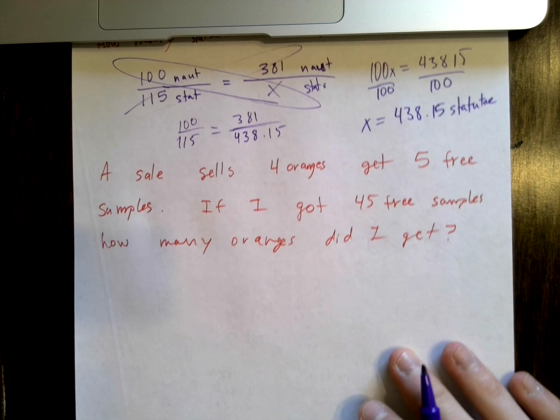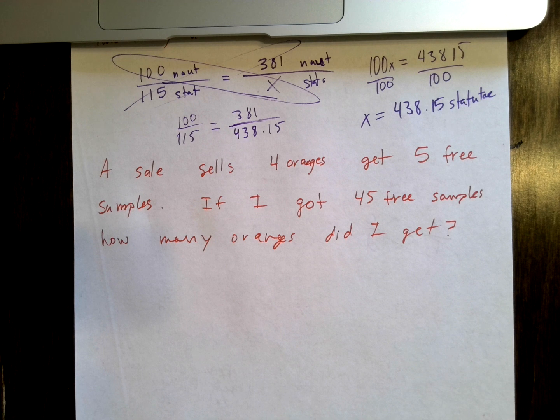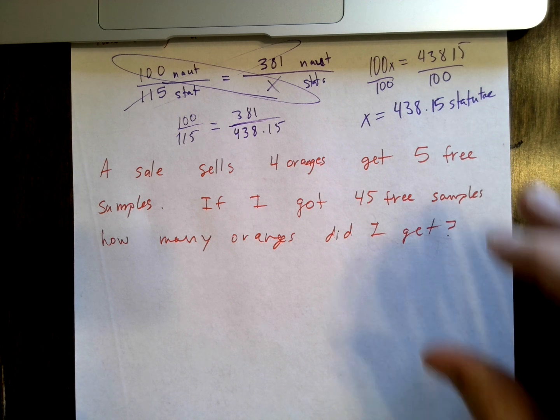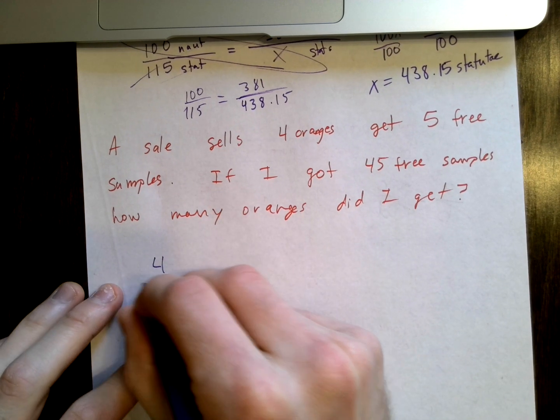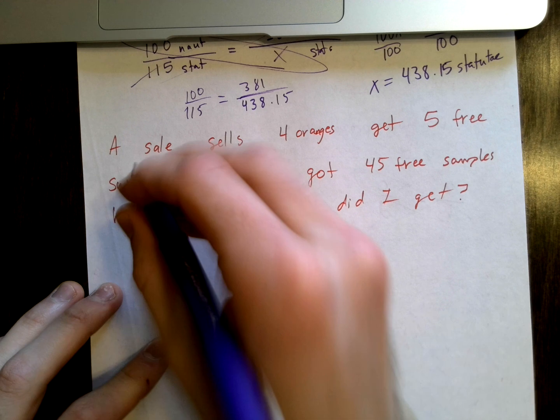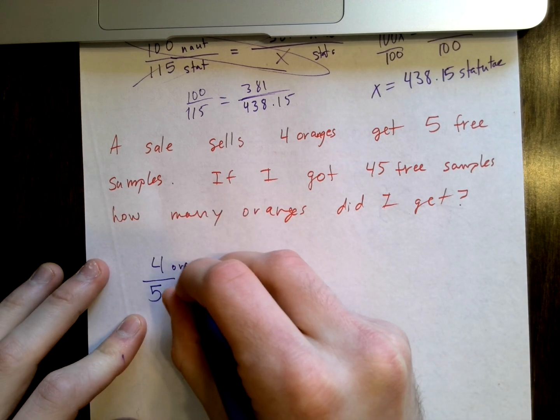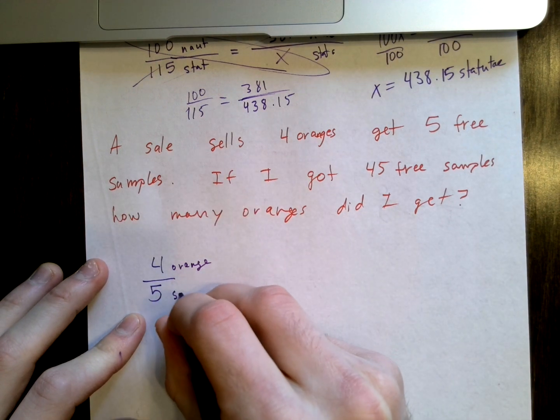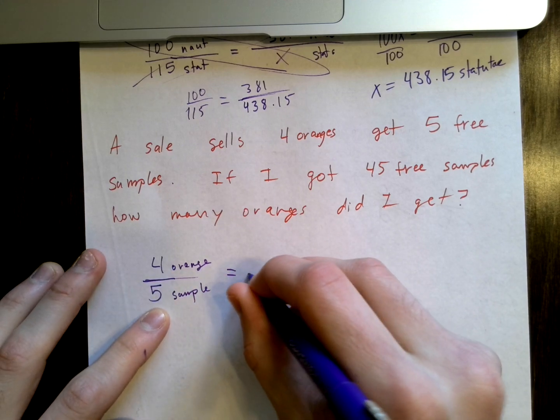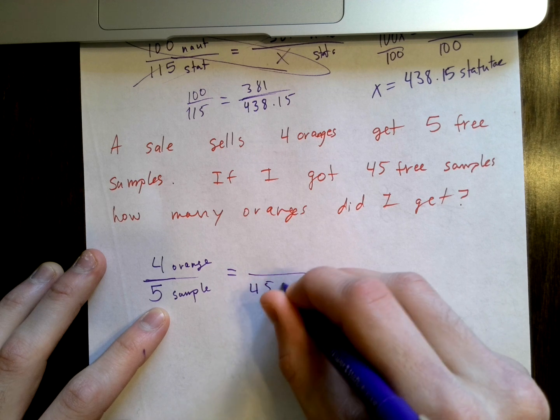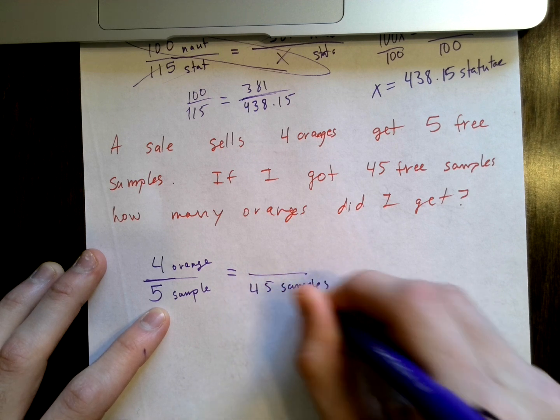I got one more example for this. If you're feeling a little confused, don't fret quite yet. If after this you're still feeling some confusion, be sure to come into my office hours. That's a great time to ask questions and for me to help you out, especially in those one-on-one situations. All right, so they tell us a sale sells 4 oranges and you get 5 free samples. So I have 4 oranges and I'll get 5 free samples if I get those 4 oranges. And they tell us if I got 45 free samples, how many oranges do I get?